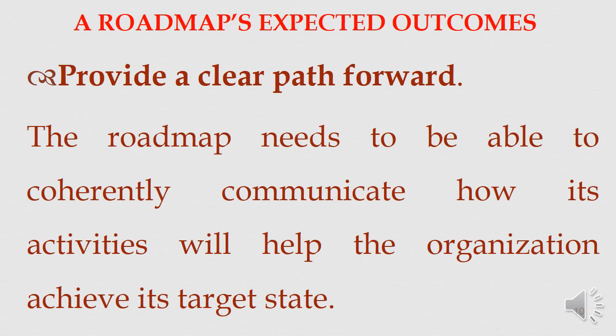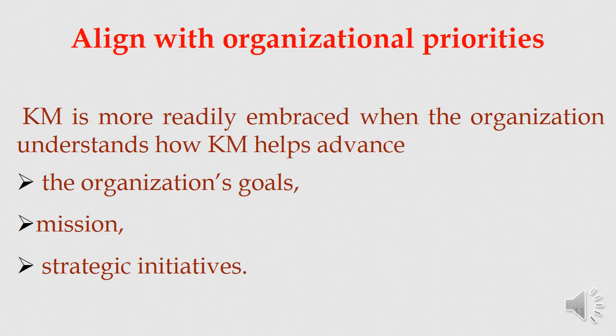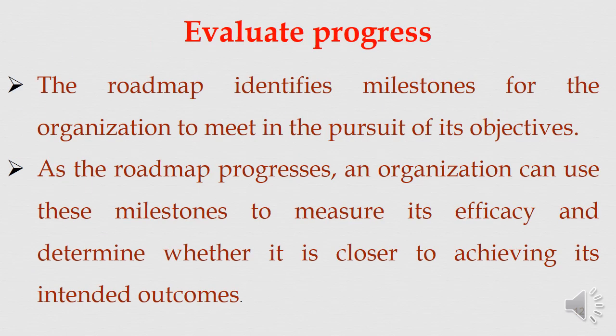So what may be the expected outcomes after providing a knowledge management map? What is expected? It should provide a clear path forward. The roadmap needs to be able to coherently communicate how its activities will help the organization achieve its target state. Aligned with organizational priorities, the knowledge map is more readily embraced when the organization understands how knowledge management helps advance the organization's goals, mission, strategy, and initiatives.